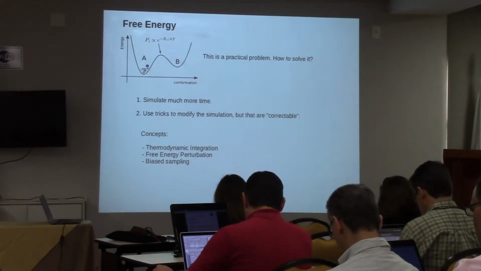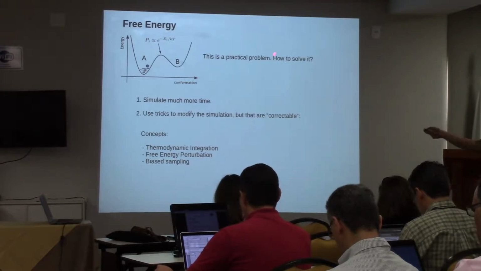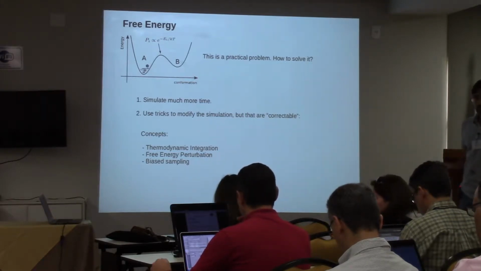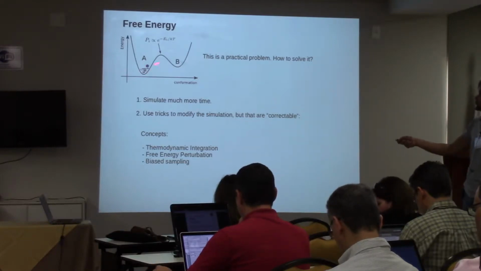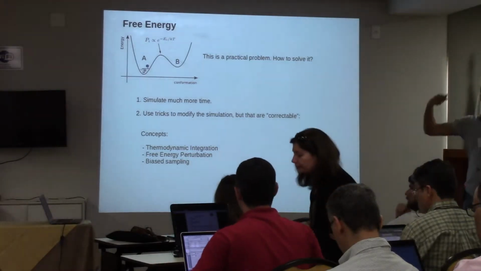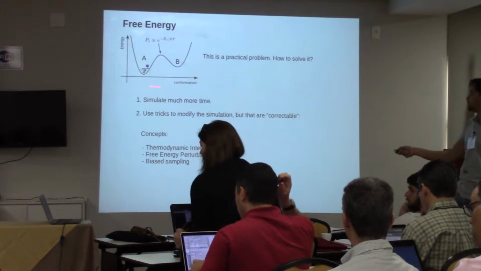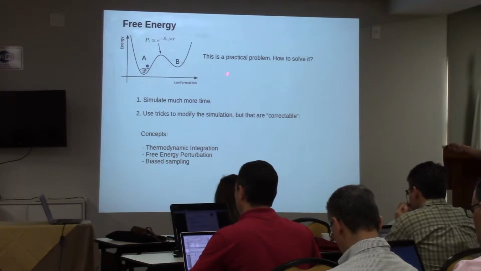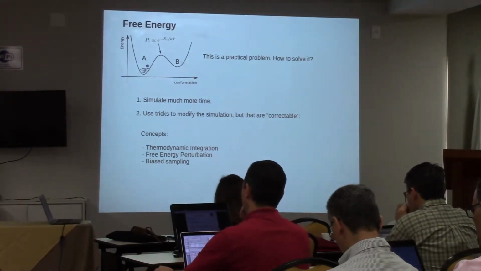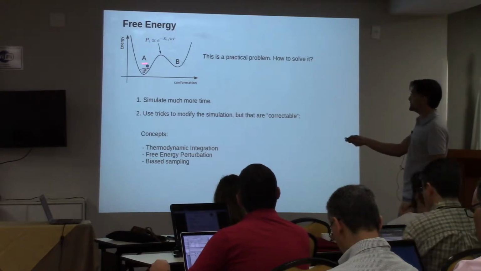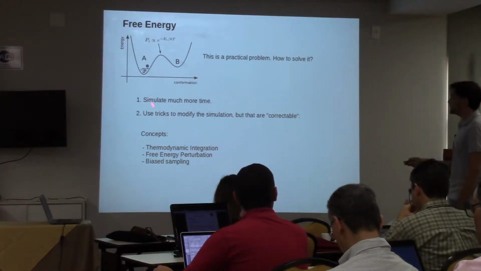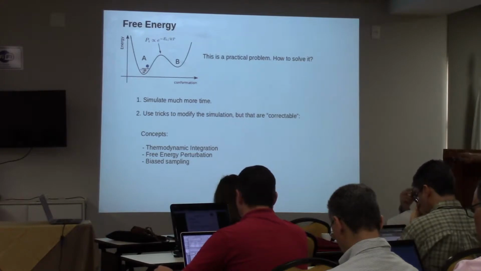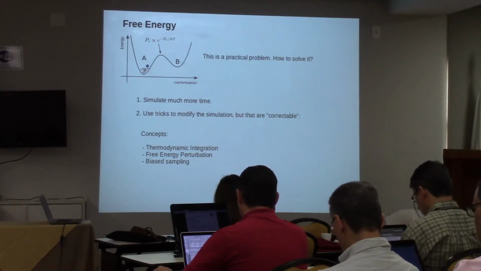The obvious way to solve this problem is to simulate much more time. If our simulation was not able to sample the correct relative probability of these two states, we could simulate much more time, and then with this much longer simulation we could eventually obtain the relative probability of these two states correctly and compute the free energy difference. However, this is almost never enough, because the time scale of these transitions, the time scale of the stability of one of these states, is much higher than anything that we can simulate.